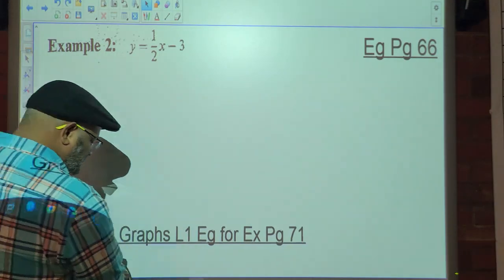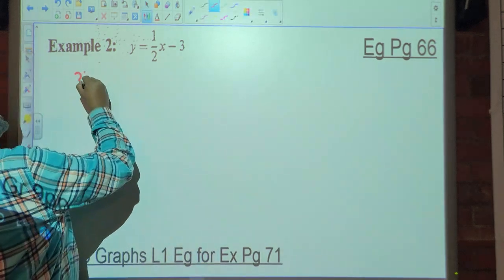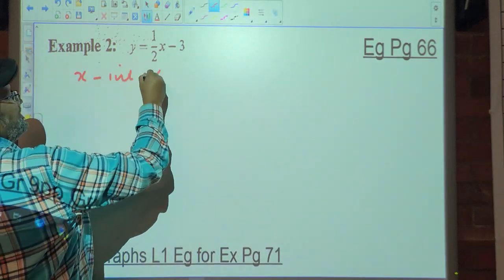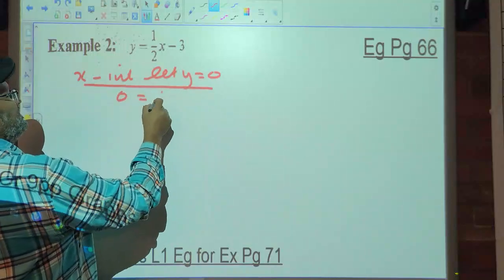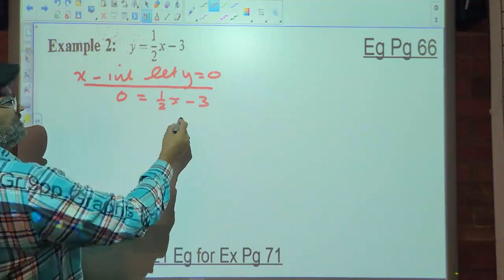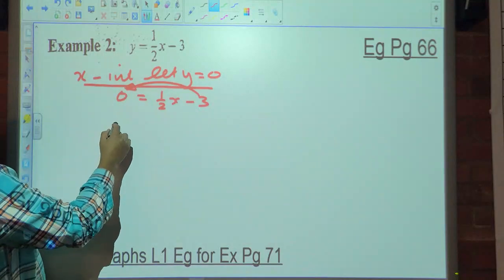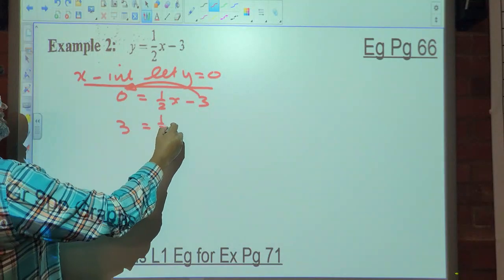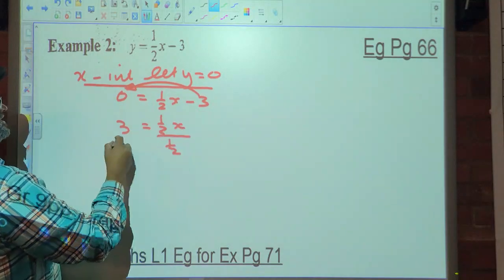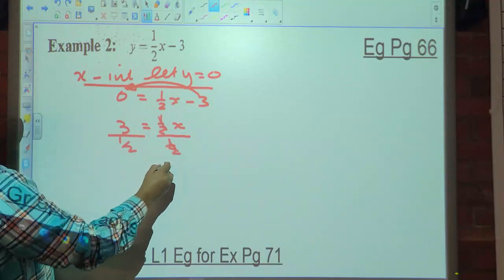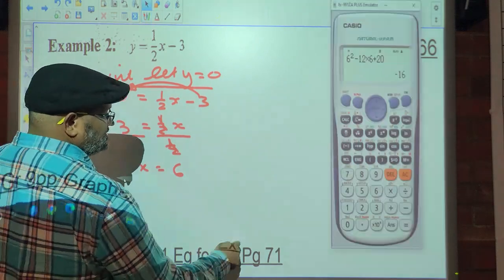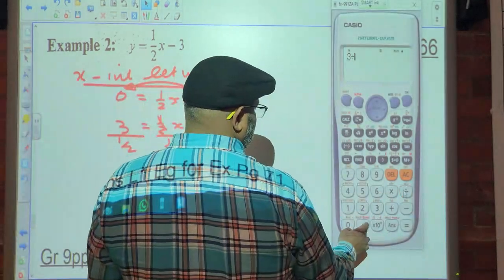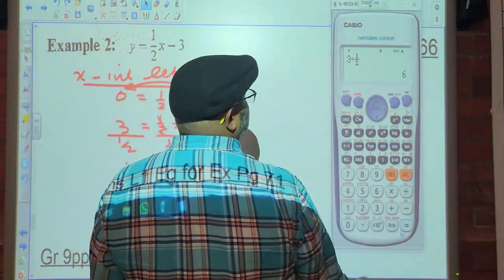So where do we start? We start off with our x-intercept. What do you do for x-intercept? Put y equal to 0. So 0 is equal to a half x minus 3. Take minus 3 over the equal sign, becomes positive 3. Divided by a half both sides. It cancels, so therefore x is equal to 6. You say 3 divided by a half. Do you?